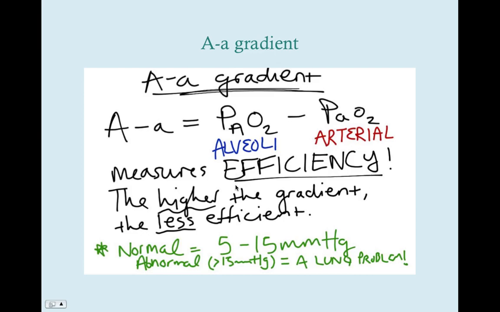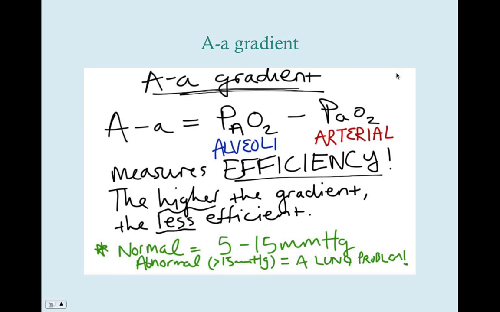So this measures efficiency. And the higher the gradient is, the less efficient the lungs are working. Because you can breathe in a ton of oxygen into your alveoli, but if it's not crossing over into the arterial circulation, then you've got a problem in your alveoli to arterial gap. So a normal AA gradient is 5 to 15 millimeters of mercury, and anything above 15 millimeters of mercury in your AA gradient you can consider to be a lung problem.